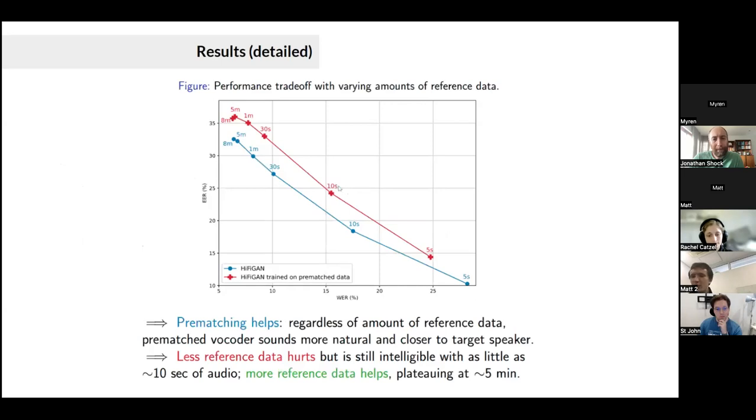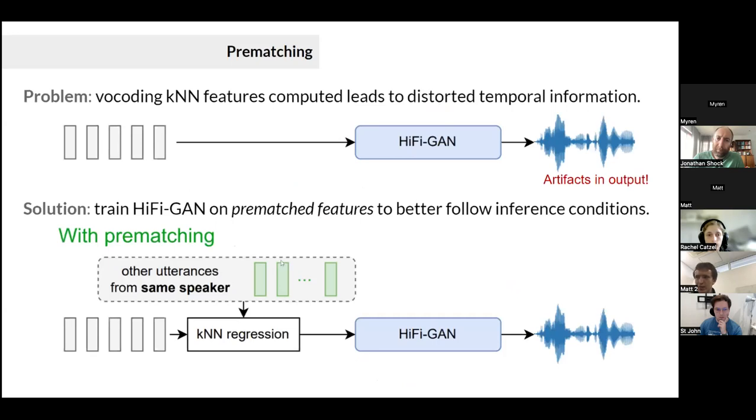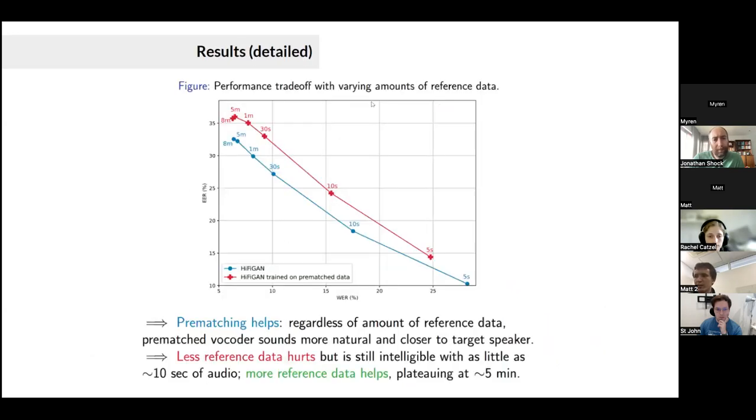The main benefits are shown here. We're showing the trade-off of how much data you need. On the x-axis is word error rate. We want that to be as low as possible. The lower we are here, the more intelligible it is, the more the words are correct. On the right axis is equal error rate. We want this to be as high as possible. The higher this axis is, the closer it is to the target speaker. So the top right is where we want to be, where it's both the right words and similar to the target speaker. The red line is training with this pre-matching, and the blue line is without this matching. You can see the red line is closer to the top right, so it's better. That's why the pre-matching helps a little bit.